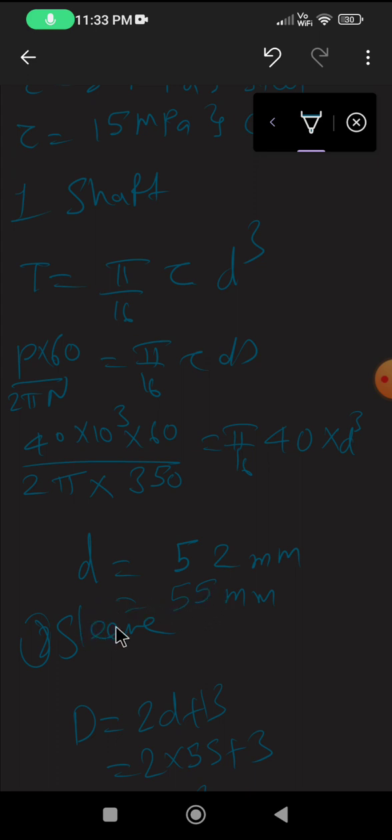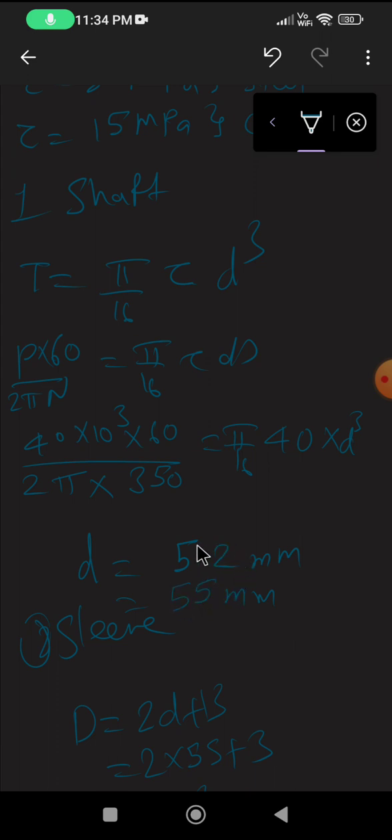Now we will design for the sleeve. For the sleeve, we know that the diameter of the sleeve will be equal to 2 times the diameter of the shaft plus 13, which is equal to 2 into 55 plus 13. Here we got a diameter of 52 mm, but we have rounded off to 55 mm.